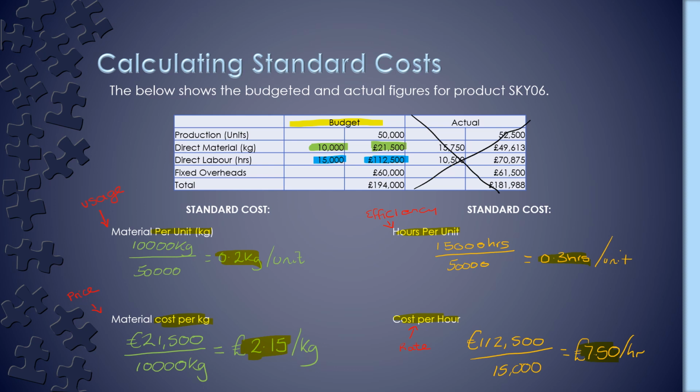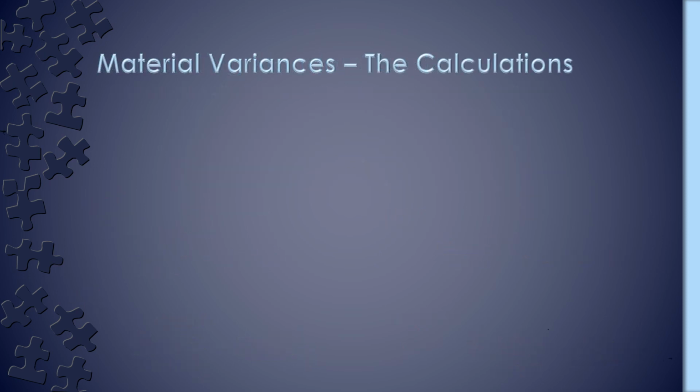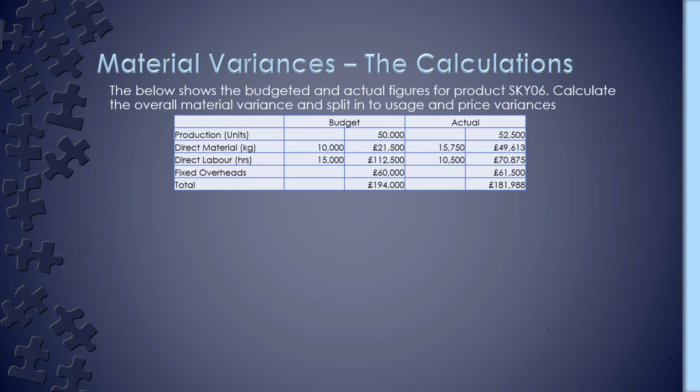Okay, so we're going to look at material variances now and the calculations you need. Here's our question from the previous slide, so it's exactly the same. On the left hand side here I'm going to bring up the standard costs that we worked out. It's really useful to do this and just keep them to the side on a bit of paper while you're working through these questions in your exam.